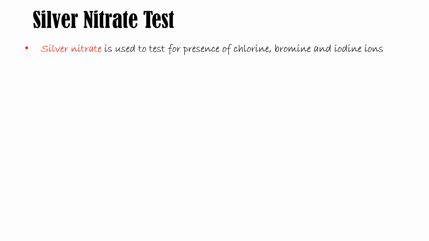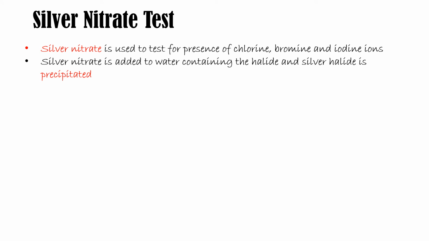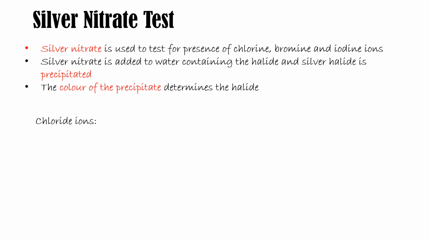Next, let's look at the silver nitrate test. Silver nitrate is used to test for the presence of chloride, bromide, and iodide ions. Silver nitrate is added to water containing the halide, and silver halide is precipitated. The colour of the precipitate determines the halide. So let's look at chloride. The ionic equation is as follows, and when silver chloride is formed, a white precipitate is seen.